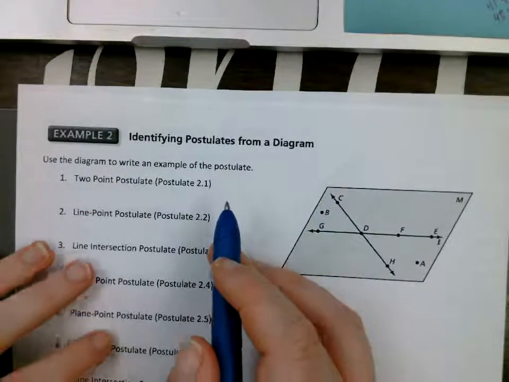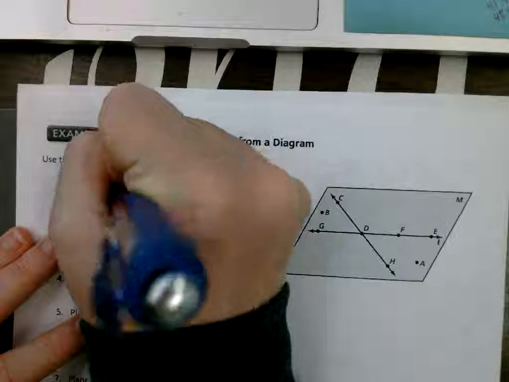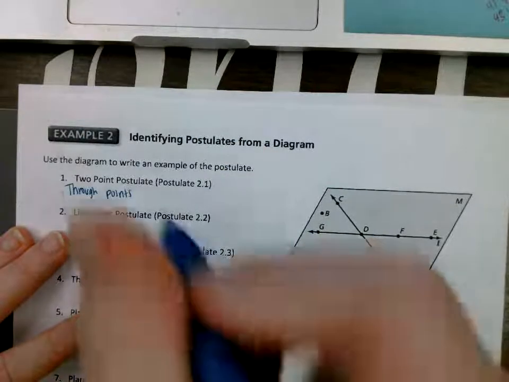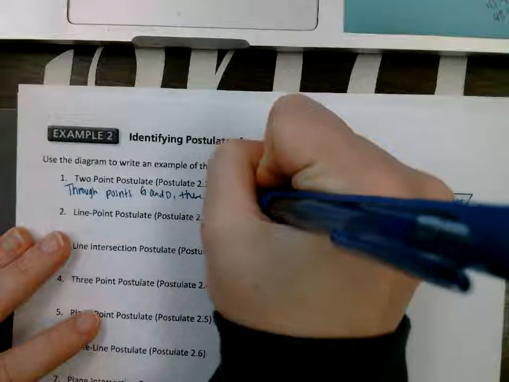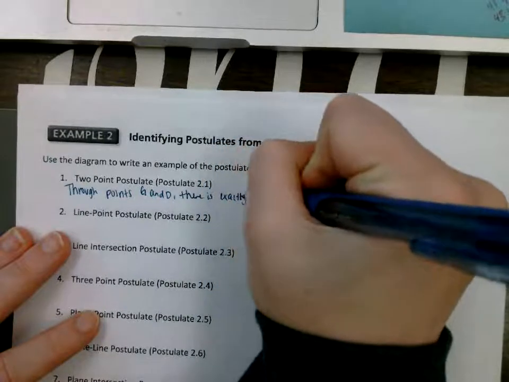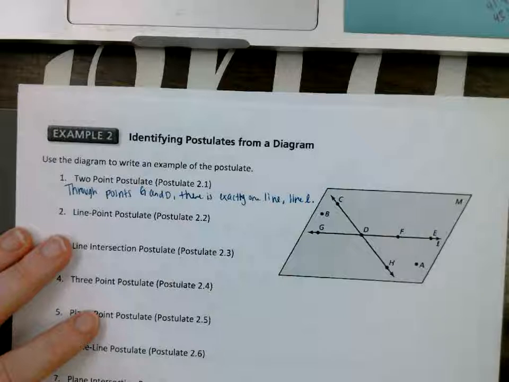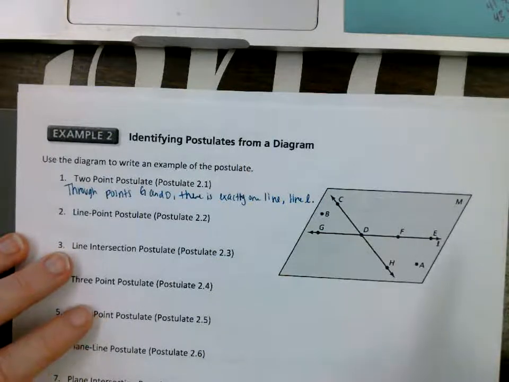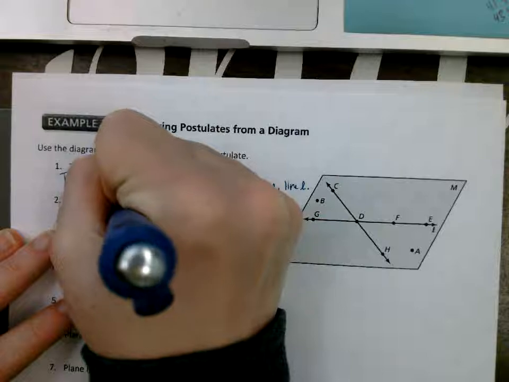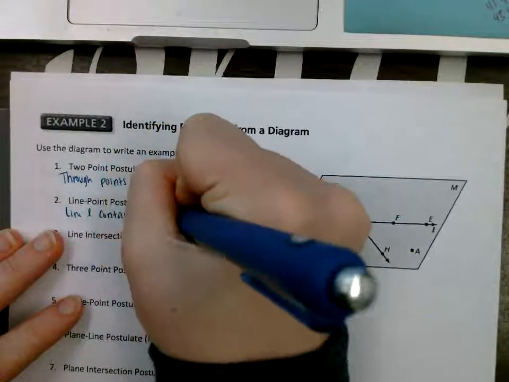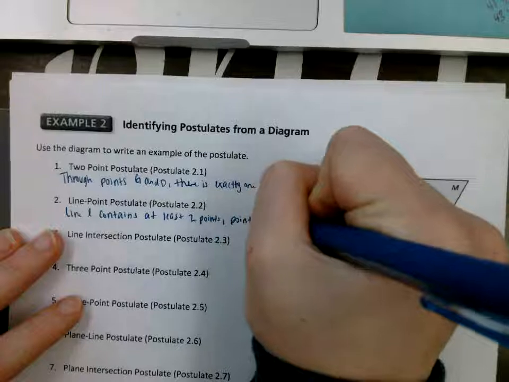Okay, it tells me 2.1. So I'm going to do that first sentence. So it says through points, okay, so I need 2 points on a line, basically. So I'll say G and D. There is exactly one line L, is what they call it. Okay, or you could say GD with the line above it with 2 arrows, whatever. Okay. All right, 2.2 is line L contains at least 2 points, comma, points G and D.